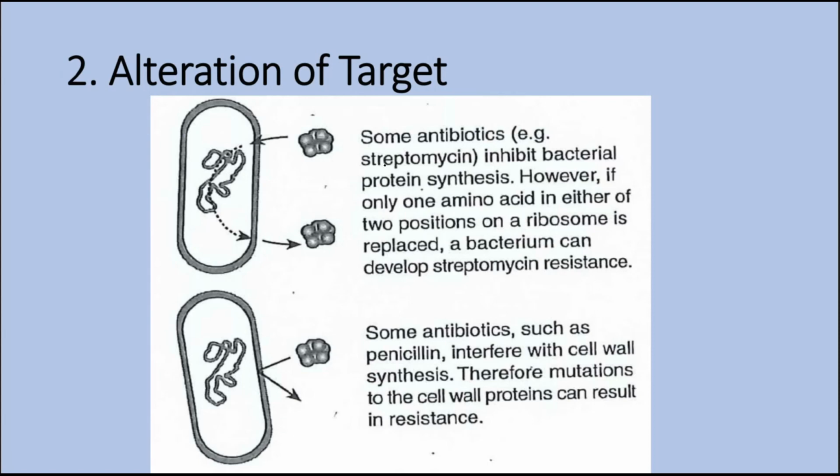So some antibiotics like streptomycin, I've had that definitely before, inhibit bacterial protein synthesis. So if you think about it, it's ribosomes, so it can change the target of the ribosomes. And we've already covered penicillin as well. So I've already talked about that. It can change the target, and there's a few examples.